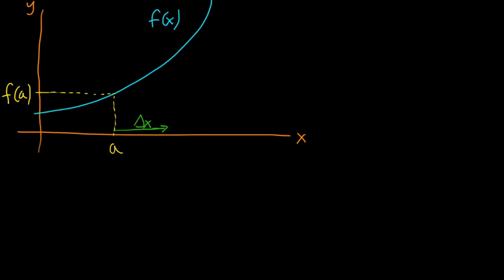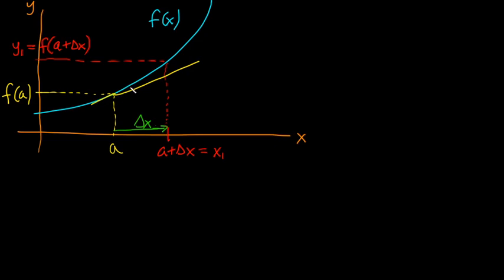So now I come to this new point. This is a plus delta x. And we can calculate the y-coordinate at this point exactly. We just plug that into the original function, and what we get is f evaluated at a plus delta x. You can think of that as just the y-coordinate. I'll call this y1. If this is x1, then this will be y1. Okay. Now, if we use the tangent line approximation, the tangent line will look something like this.